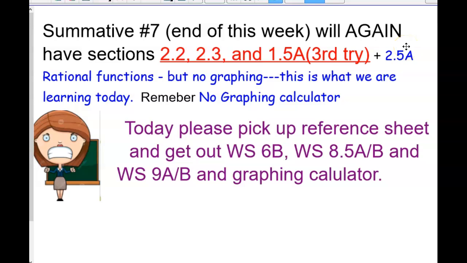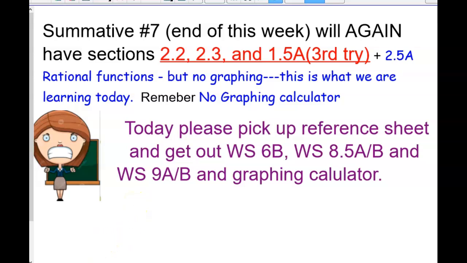All right, guys, so again, on Friday, there's a quiz. It revisits 2.2 and 2.3, third try at 1.5 transformations. But the last topic on there is what we're doing today. It is rational functions, but you don't have to actually graph them because you don't get to use a graphing calculator. All right, so we are going to start off by finishing the lesson from yesterday.